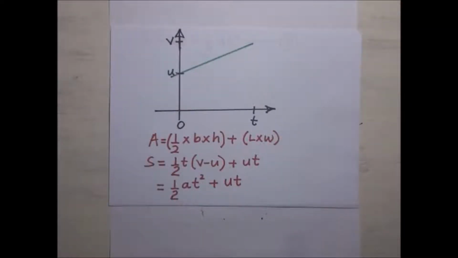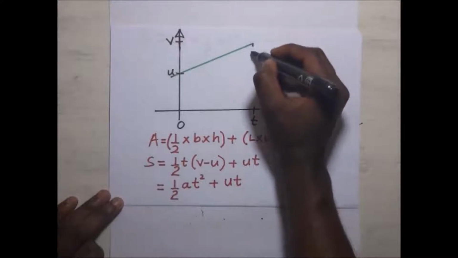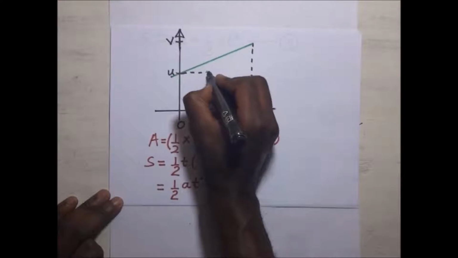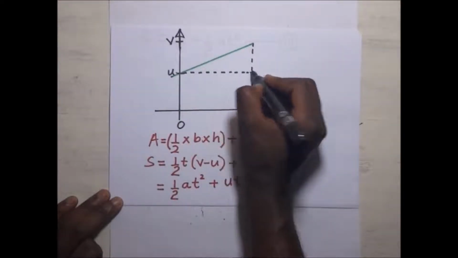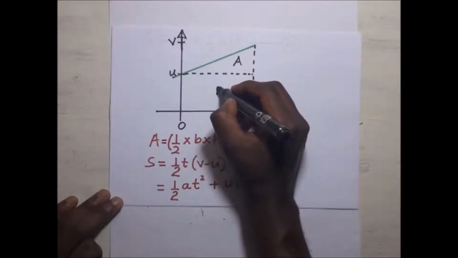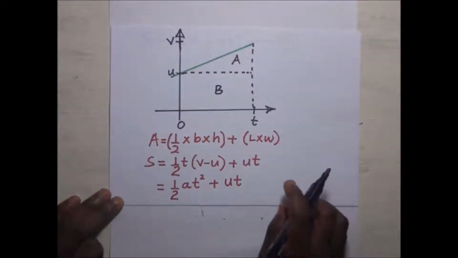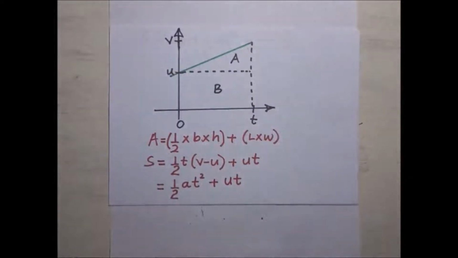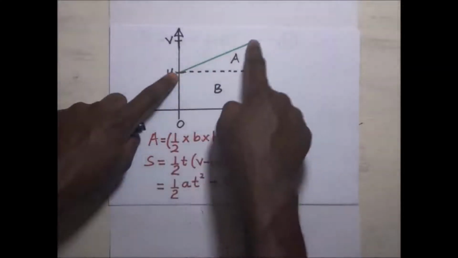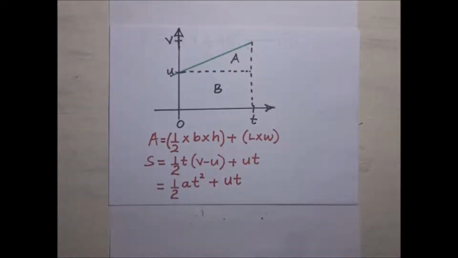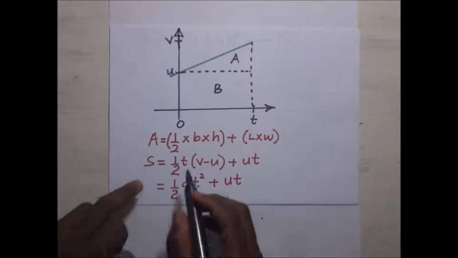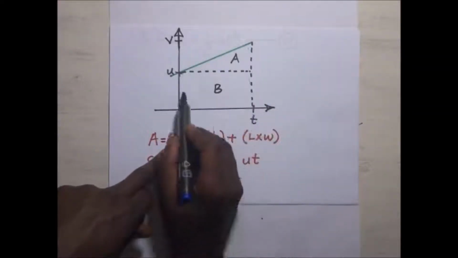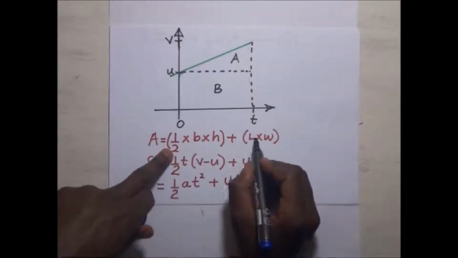So here is how we are going to do it. We get the area under this graph, but we divide it like that. So we have area A and area B. The area of this first portion, A, is a triangle, and the formula for the area of a triangle is a half times base times height. Plus the area of the rectangle, which is length times width.